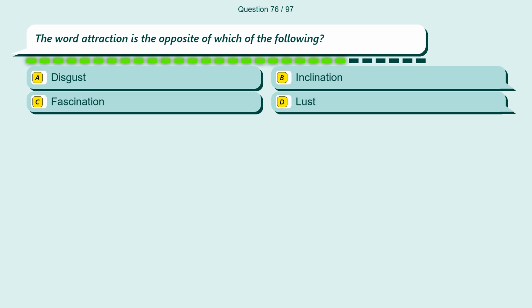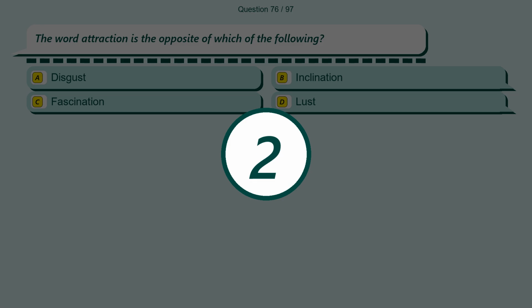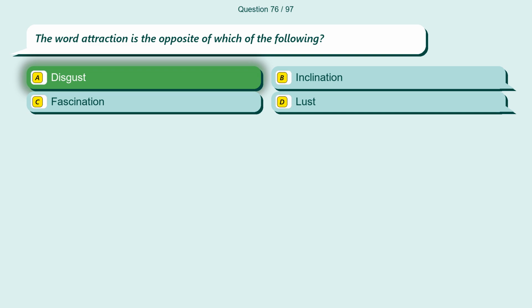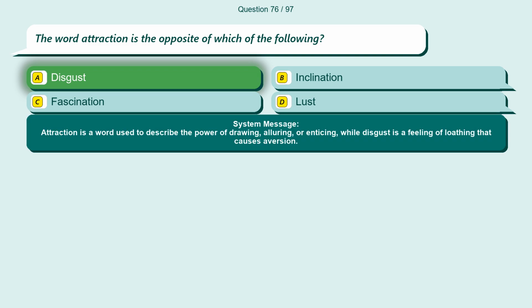Question 76. The word attraction is the opposite of which of the following? Option A, disgust. Option B, inclination. Option C, fascination. Option D, lust. The correct answer is option A, disgust. Attraction is a word used to describe the power of drawing, alluring, or enticing, while disgust is a feeling of loathing that causes aversion.